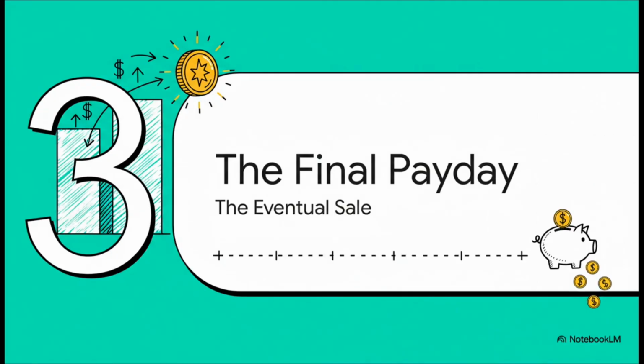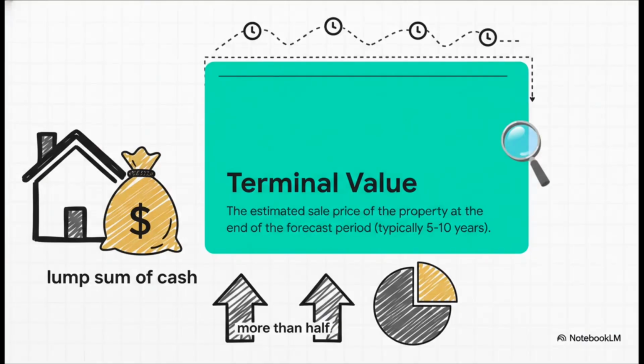Okay, so let's recap. We forecasted our yearly profits, and we know how to discount them back to today's value. But hold on, there's one more massive piece of this puzzle. See, most real estate investments aren't held forever. Every story has an ending, and for a property, that ending is the eventual sale. We have to figure out that final payday. In the world of finance, this is called the terminal value.